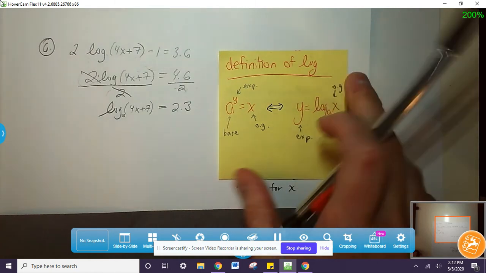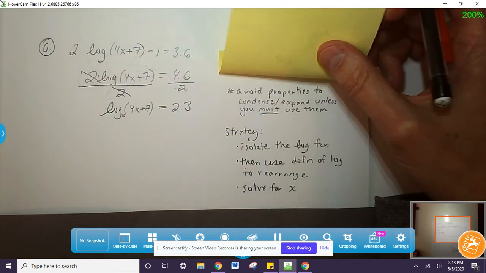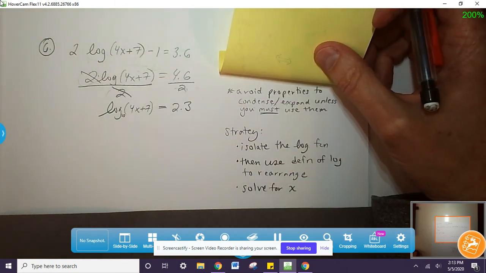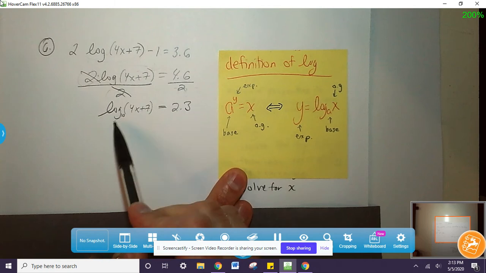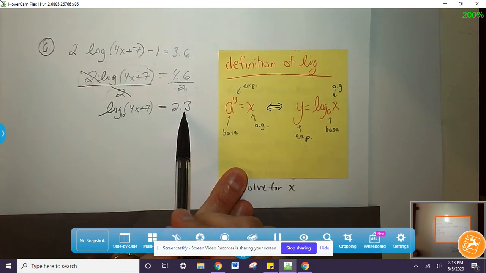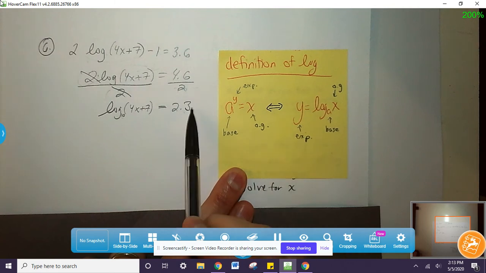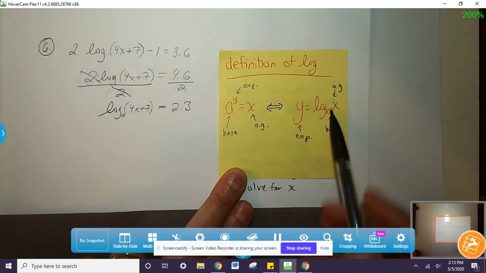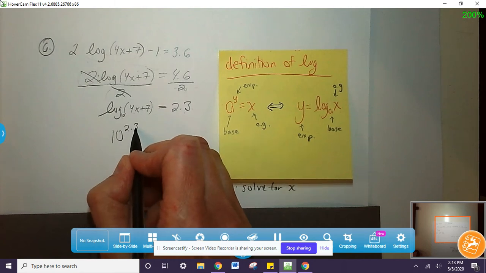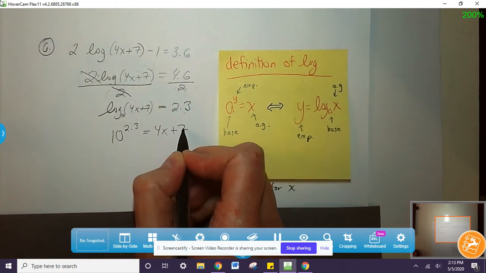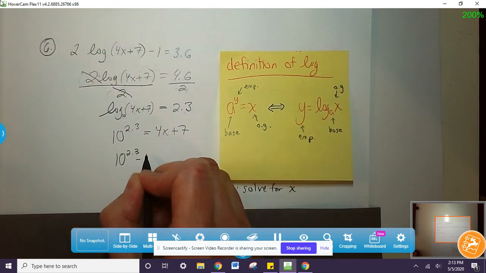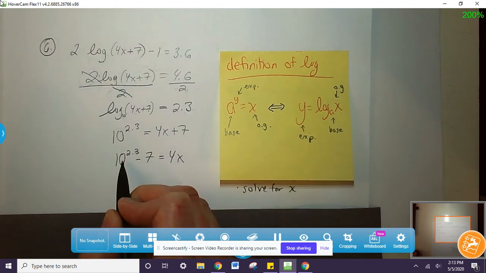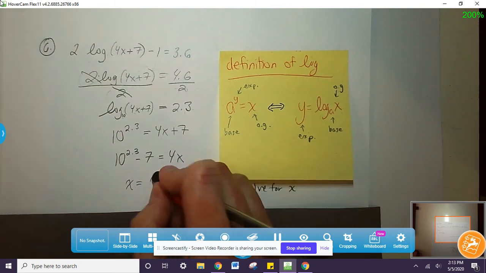Okay, so we isolated the log function, and now we're going to use the definition of a log to rearrange and then solve for x. So taking a look at what we have, 10 is my base, 2.3 is my exponent because that's what's by itself in log form, and 4x plus 7 is my other guy. So it's going to be 10 to the 2.3 equals 4x plus 7. And then to get x by itself, we're going to subtract 7 and then divide by 4. When we subtract 7, I cannot really simplify because I have 10 to the 2.3 minus 7. And similarly, when I divide that entire side by 4, I can't simplify.